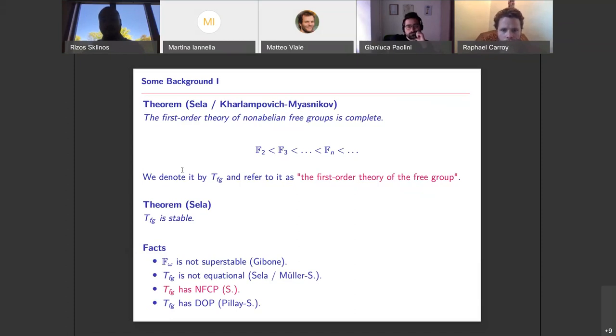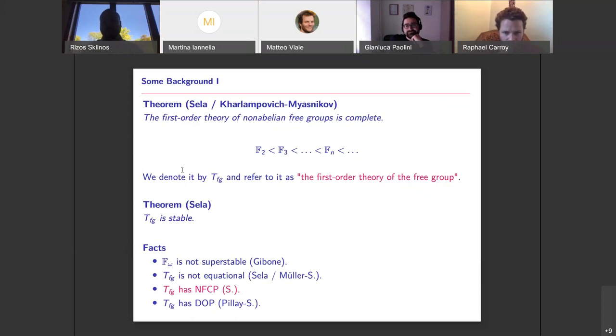The first example came with Udi Hrushovski, but that was a bit artificial. The funny story here is the following: when Sela answered Tarski's question, he asked Udi Hrushovski what would make model theorists more interested in this theory. And Hrushovski told him that it would be nice if you could prove stability, for example, or some other NIP or something. And for stability, he gave him the definition of equationality, because in his head every natural stable theory should be equational.